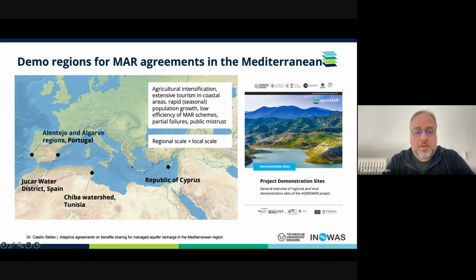You see here that we are on, let's say, both sides of the Mediterranean, a bit on the south and the east, but also on the northwest. We have an example from basically the other side of the Mediterranean basin, on the west of Portugal, but that is also fitting into the same challenge. Agricultural intensification, there is extensive tourism in the summer in the coastal areas. That means a seasonal pressure on the water resources. There are MAR examples in all these 4 case studies, but either they are not working properly, there is public mistrust, or there is very small scale implementation. So we're trying to look at different scales.